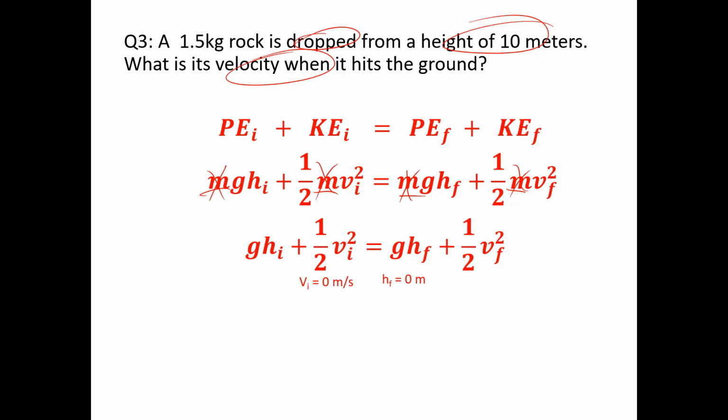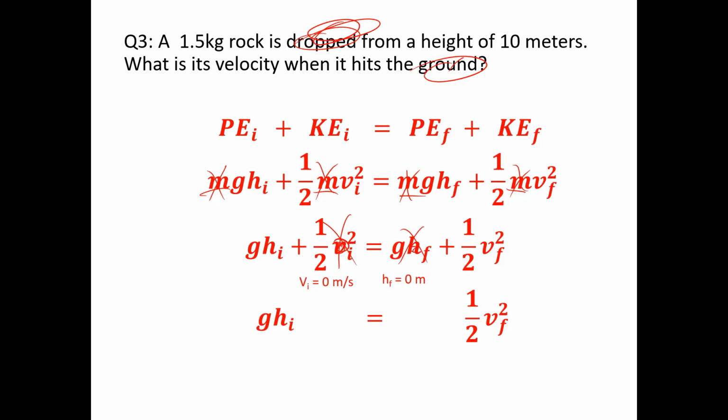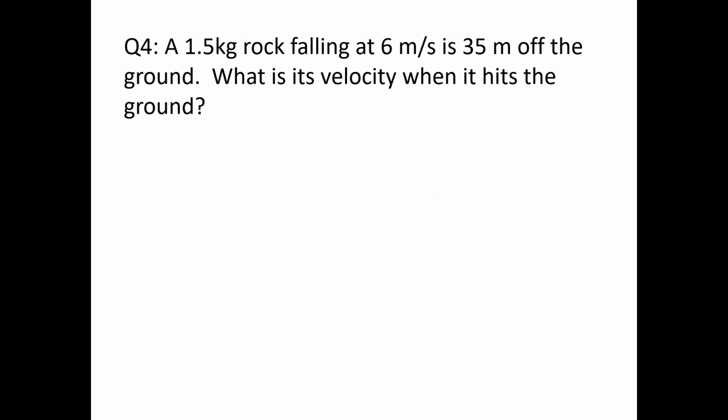So we'll start from here, but we'll shrink it even shorter because it's dropped at the beginning, right here. 0 velocity is going to cancel out. It hits the ground, so there's no height when it hits the ground. That's going to cancel out. So this is the equation we really will be using when we plug in values once we break this all down. A rock's falling at 6 meters per second at 35 meters off the ground.